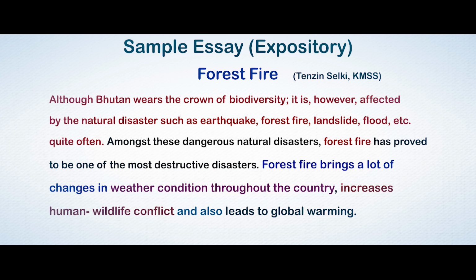So what can we say about this point number two? When you look at sentence number two, I'm sure you must have identified the narrowing down of the idea and the specific idea. Because you see, "amongst these dangerous natural disasters," narrowing down has already occurred. "Forest fire," that's a specific idea, "has proved to be one of the most destructive disasters." So the writer has already reached the specific idea here.